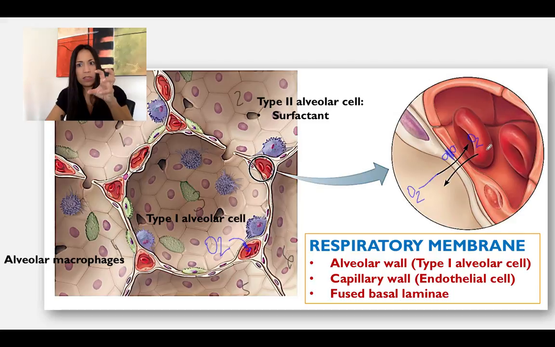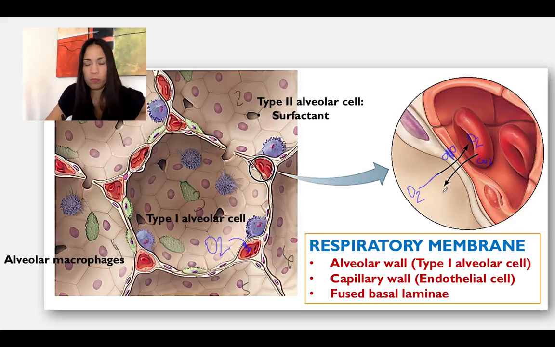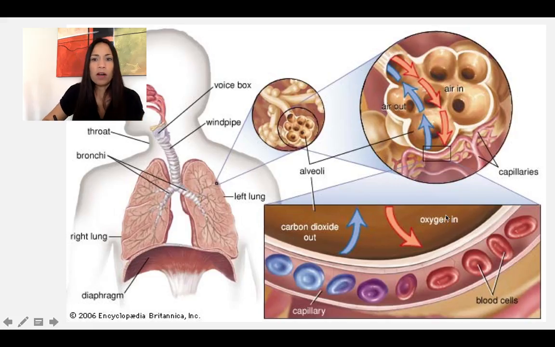So the red blood cell picks up the oxygen and gives up the carbon dioxide, one of the waste products of metabolic processes, and empties that, crossing the same barrier in the other direction. It crosses the respiratory membrane to empty the CO2, and the CO2 is going to be expelled or exhaled. So again, the respiratory membrane consists of the alveolar wall, which is the type 1 alveolar cell, the capillary wall, which is the endothelial cell, and the fused basal laminae. Okay, and that's how we oxygenate blood.